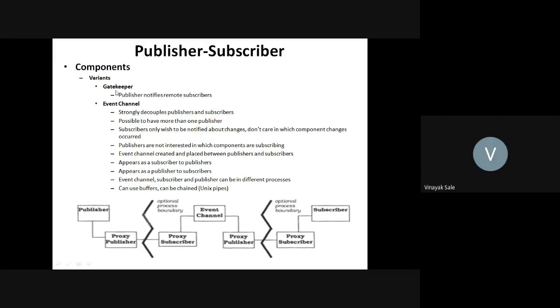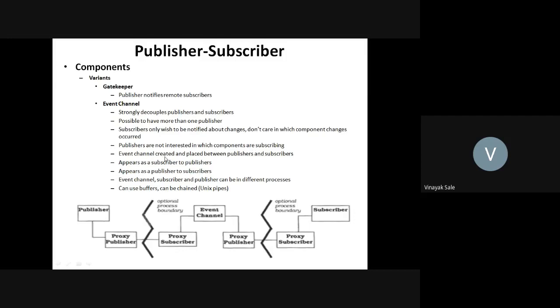The publisher notifies remote subscribers. So the event channel strongly decouples publishers and subscribers. It is possible to have more than one publisher. Subscribers only wish to be notified about a change and don't care which component the changes occurred in. Publishers are not interested in which components are subscribing.